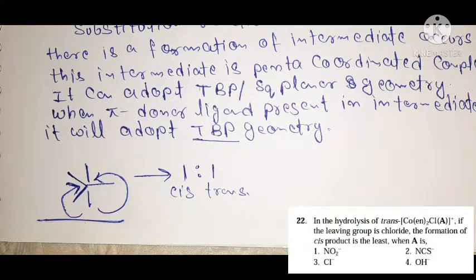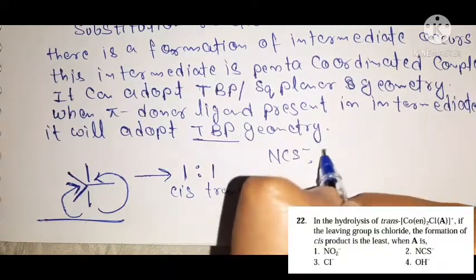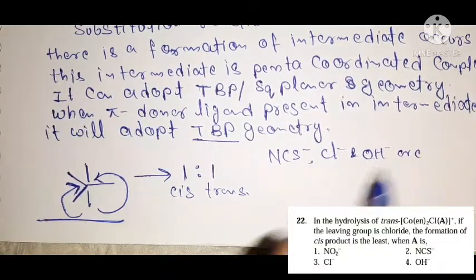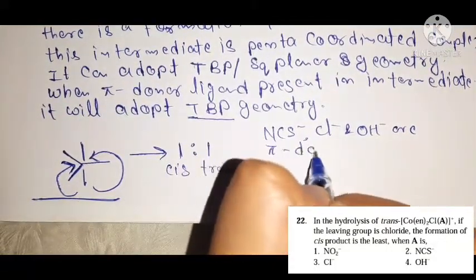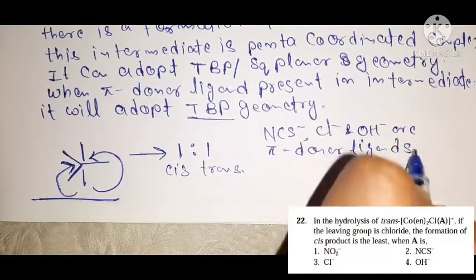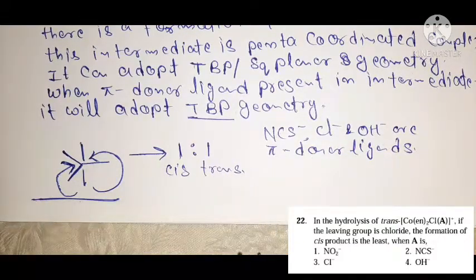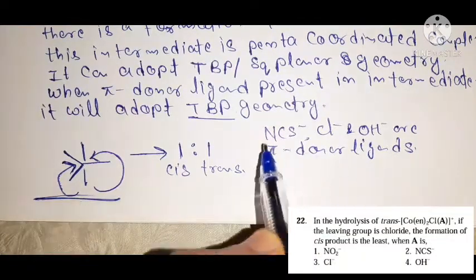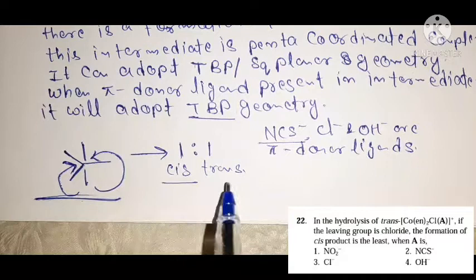Okay, so for answering this question, you must first find which ligands are pi donor ligands. When you carefully observe the options, in these four options there are three options, that is option number 2, 3 and 4, whose ligands are pi donor ligands. So NCS minus, Cl minus and OH minus are pi donor ligands. When these ligands are present in this intermediate, this intermediate adopts this geometry, and in the case of these ligands there is an equal chance of obtaining cis and trans product.